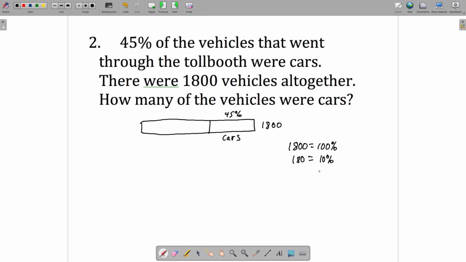That times 4 will tell me that 40% is equal to 720. And then half of 10% would be 5%, which would equal 90. So that tells me that 45% is equal to 810.